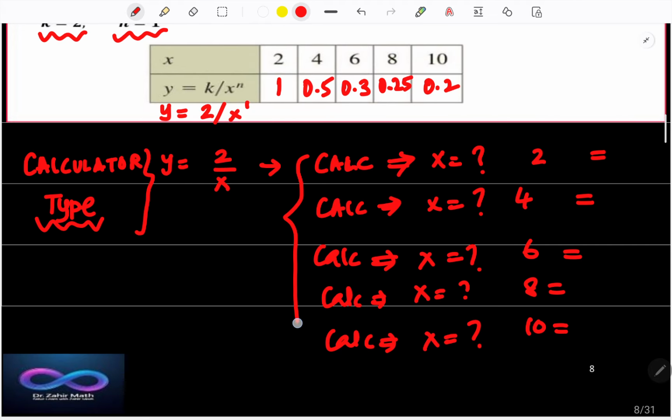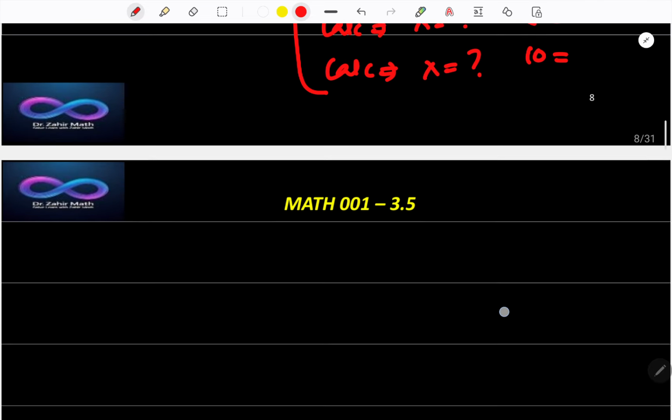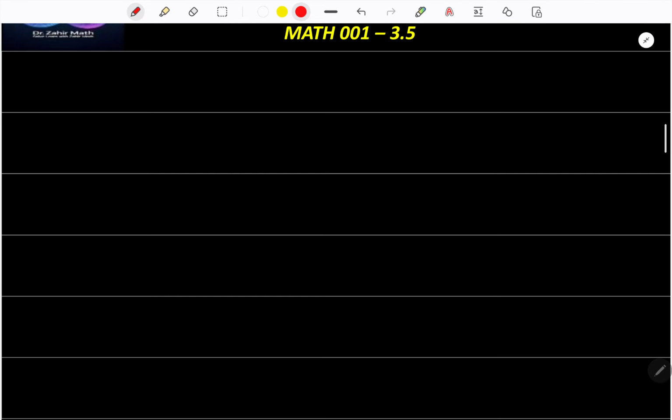Teacher, do I need to write all these things? No need, no need. Directly you fill up the table. Right. Now I'm going for what? Sketch. So let's draw a sketch.